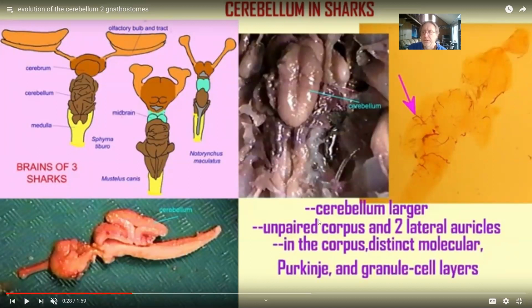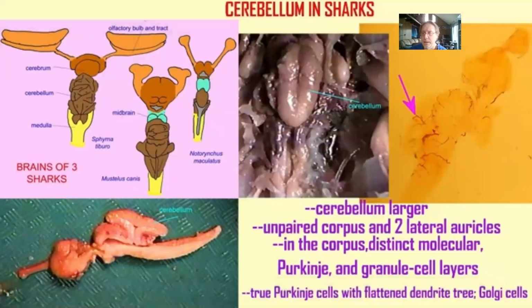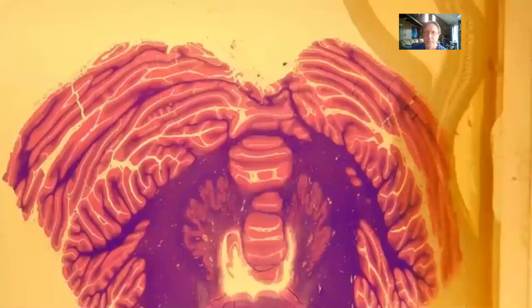The jawed vertebrates have a larger cerebellum, so it's becoming more important. They have an unpaired corpus and then two lateral auricles. I'll go through that in just a second. And they do have definite Purkinje cells and definite granule cells. The Purkinje cells have flattened trees. They also have Golgi cells. And so there are similarities between the shark cerebellum and that of humans.